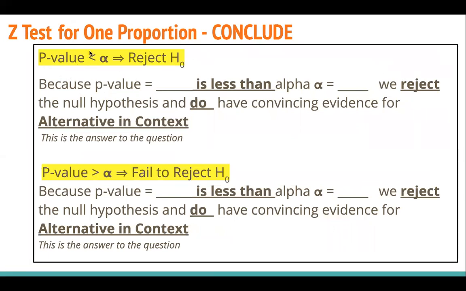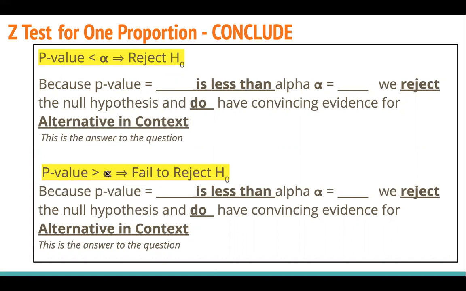When we have a small p-value, we reject the H0. We throw the fish back, right? So we compare it to the alpha. It kind of looks like a fish. If it's small, we reject. And this is the statement we'd have: because the p-value is less than alpha, we reject the null hypothesis and do have convincing evidence for whatever the alternative is in context. Go to the question stem for that.